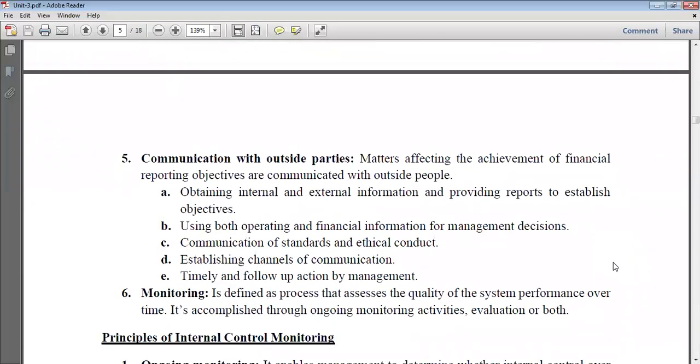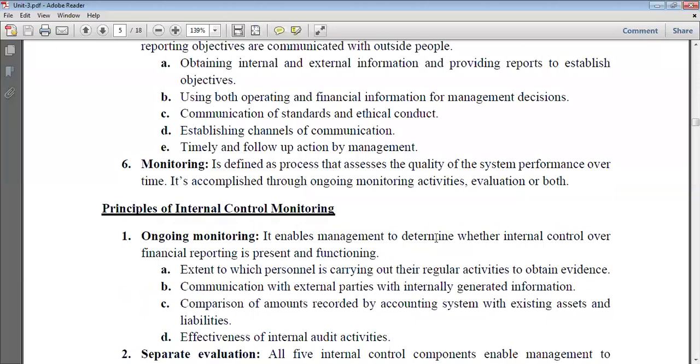And another one, communication with outside parties. Outside parties include vendors, other business people, or management people; you use communication with outside people. Ultimately, it affects the achievement of the financial reporting objective when communicating with outside people. So mainly you have to follow the timely flow, establishing channels, communication standards, using both operating and financial information and management decisions. These are all the things you have to maintain in communication with outside parties.